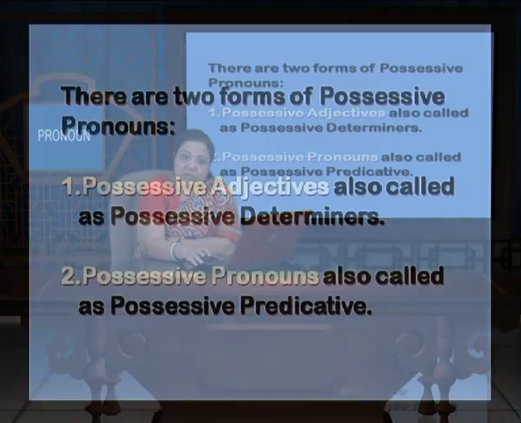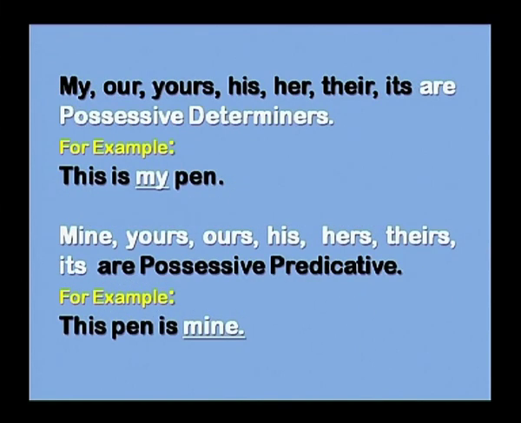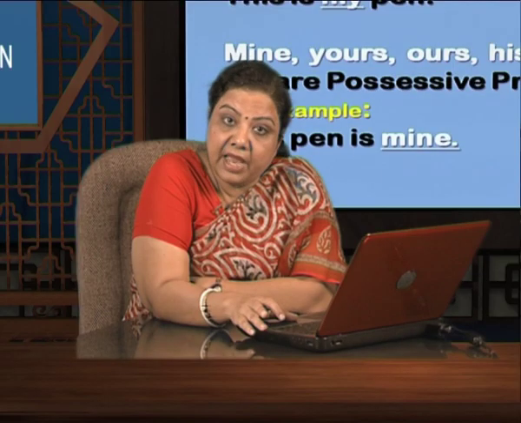There are two forms of possessive pronouns. One is possessive adjective, which we also call possessive determiners. The other one is possessive pronouns, which we also call possessive predicatives. My, our, your, his, her, their are possessive determiners. For example, this is my pen. So, this is a possessive determiner. Mine, yours, ours, they are possessive predicatives.